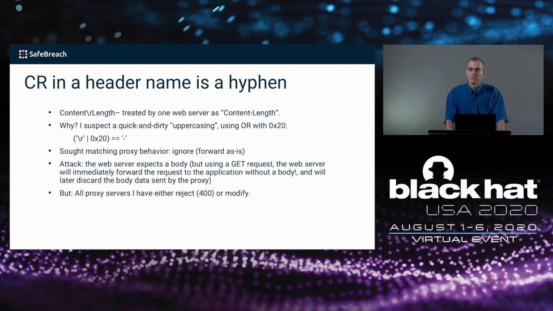And the attack in this case would be having a web server expect a body, and using a GET request, the web server will immediately forward the request to the application without a body. On the other hand, the matching proxy will treat it as a zero-length body, while the web server expects a body of a certain length, and therefore web cache poisoning ensues. Unfortunately for me, as an attacker, all proxy servers I have either rejected it with a 400 response or modified the request.